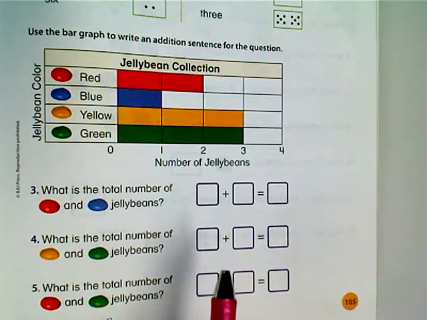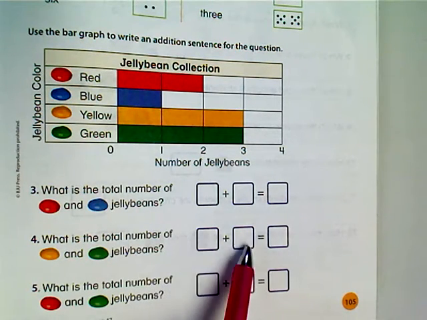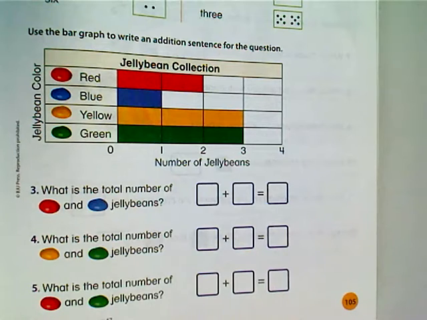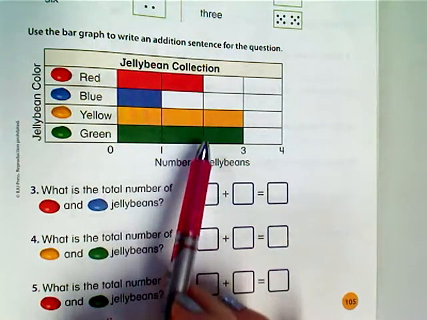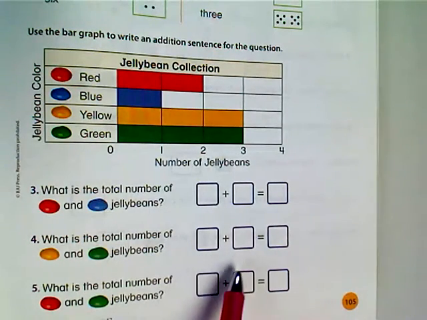Same thing with number 4. What is the total number of yellow and green jelly beans? What two numbers would you add together? And then tell me your total. Number 5. What is the total number of red and green jelly beans? Again, look up at the bar graph. Look to see how many red and how many green, and then write them and then tell me the total number of jelly beans.